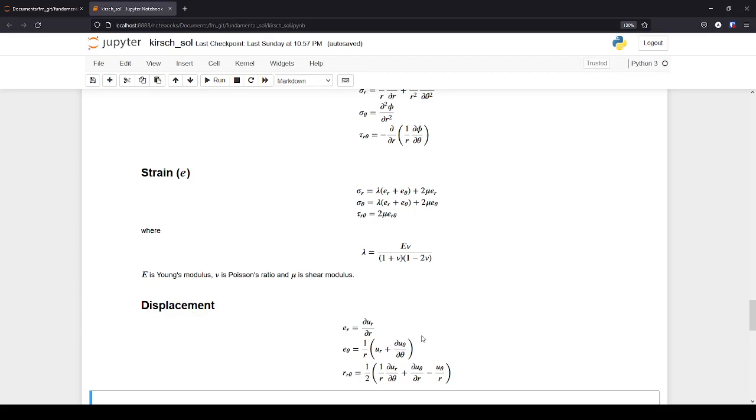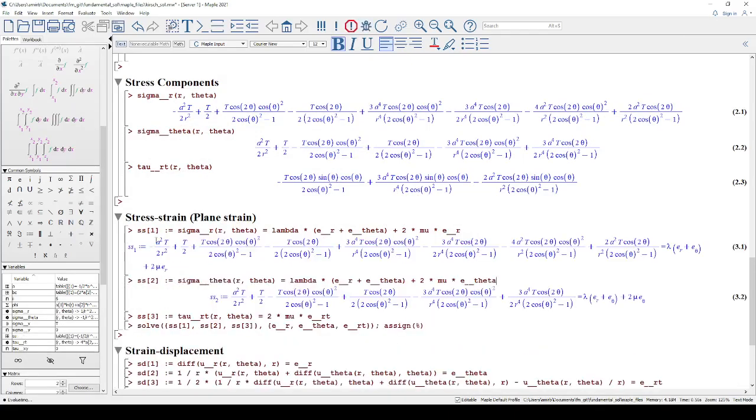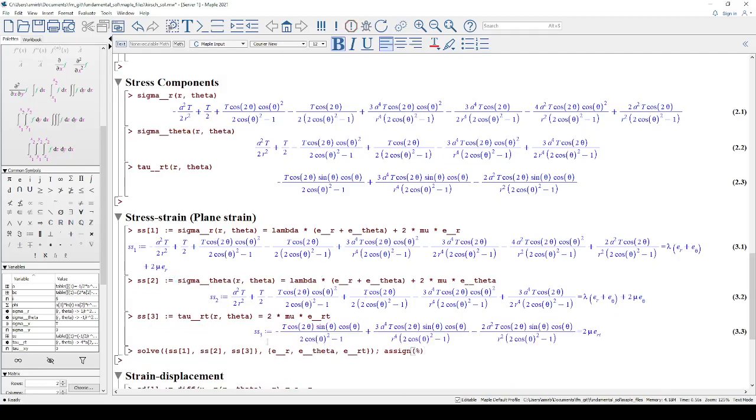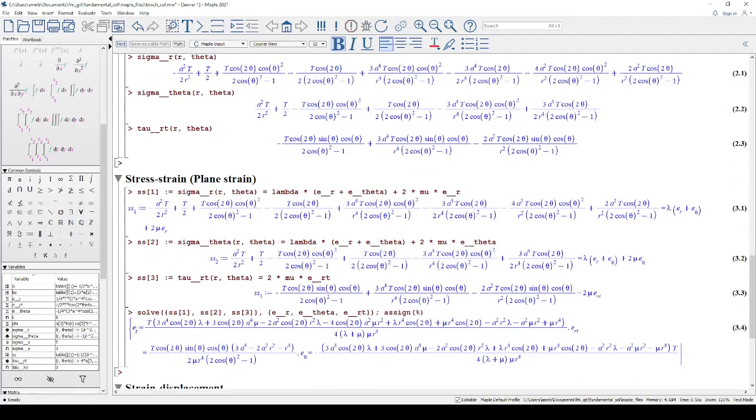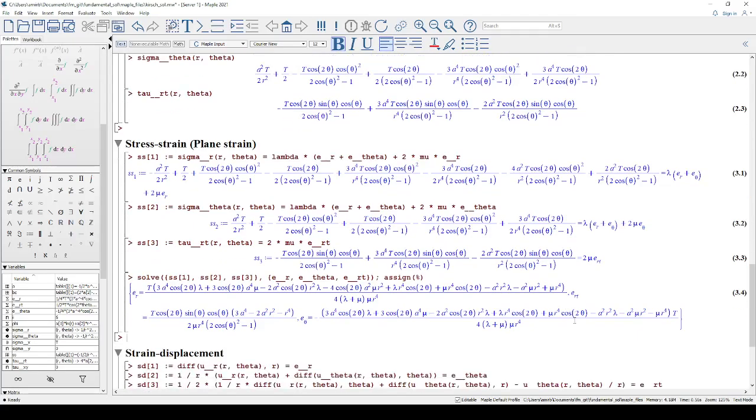Next, we have the displacements. So if you have polar or cylindrical coordinates, you can correlate the displacement with the strains using these equations here. So if I call this S as a strain, the first equation, the second equation, and the third equation, and I solve them simultaneously, I will be able to get E_r, E_theta, and E_r theta here.